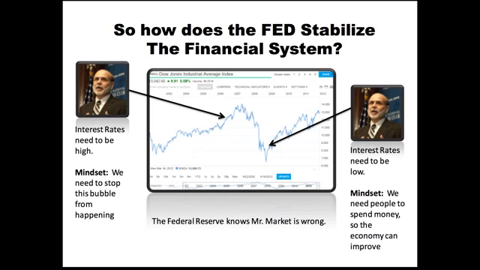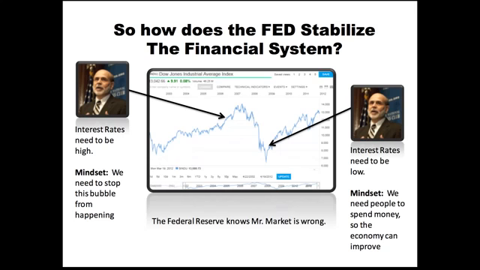So we look at the mindset that he had: we need to stop this bubble from happening. And the way that he does that is he raises those interest rates so borrowing money is expensive and people spend less, which slows down the economy, and hopefully the recession doesn't happen. But in this case, we actually had a very harsh recession, and after that happened, the Federal Reserve's reaction is, okay, we need to stimulate the economy.